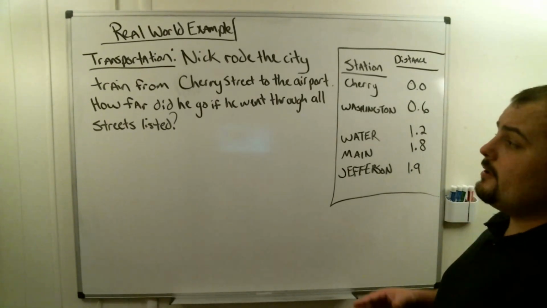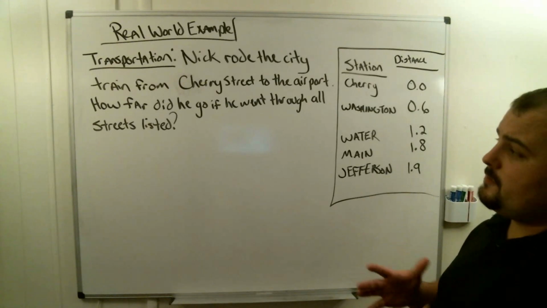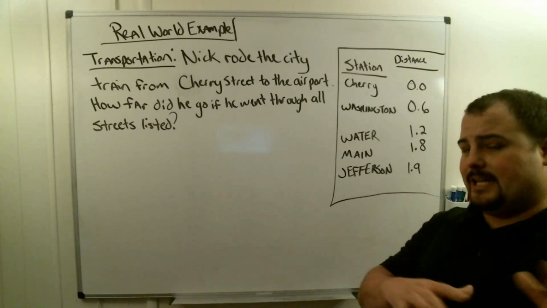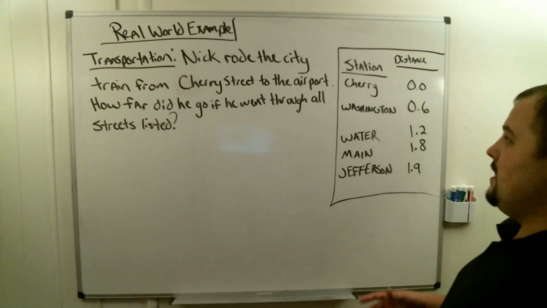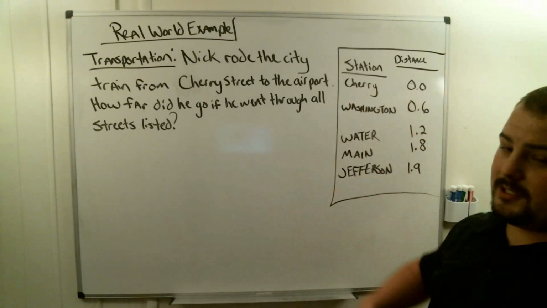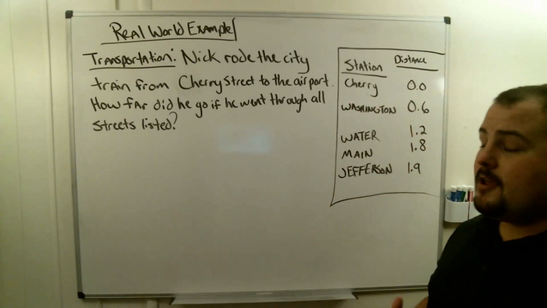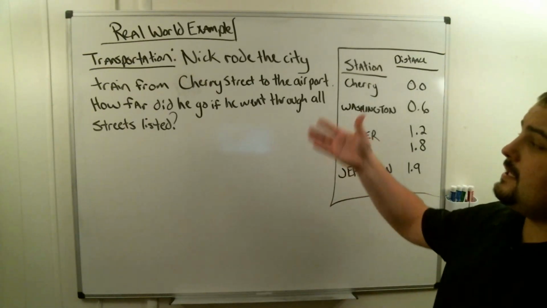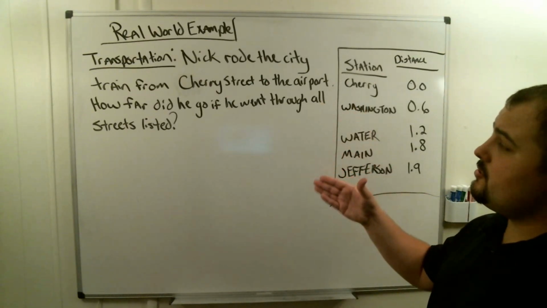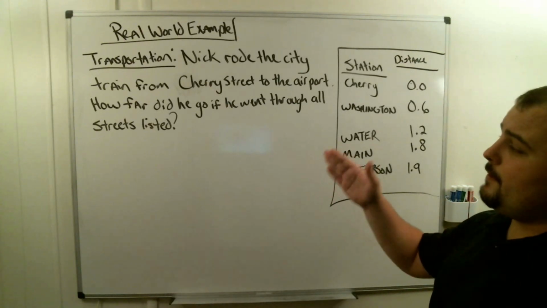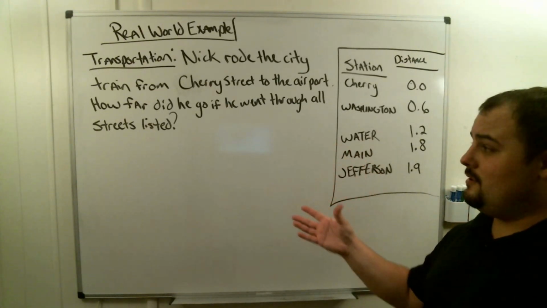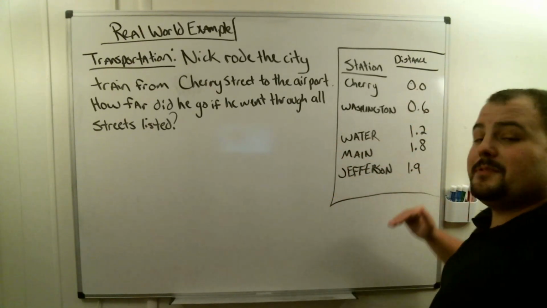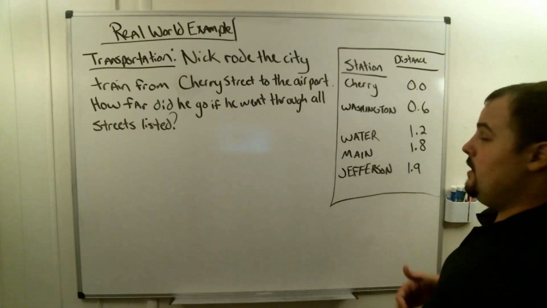In this example, we're going to do a real-world transportation one. I didn't necessarily get this right because I know that we can't go from Cherry Street all the way to the airport on the train. But ideally, let's say we could. Here it says Nick rode the city train from Cherry Street to the airport. How far did he go if he went through all the streets that are listed? So here I listed some of the streets that maybe Nick went through.